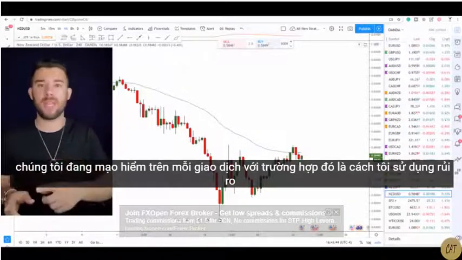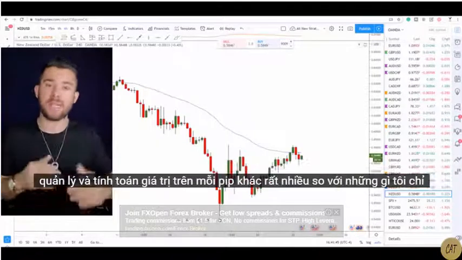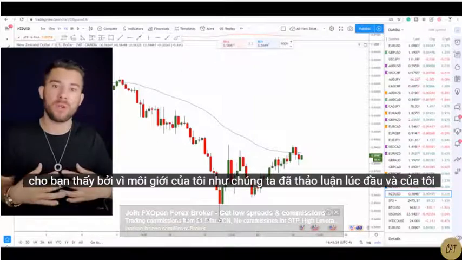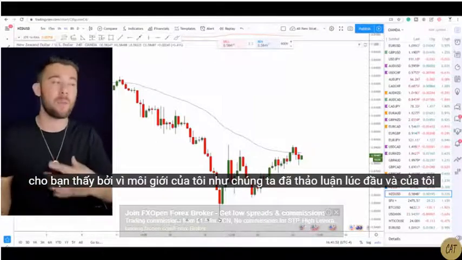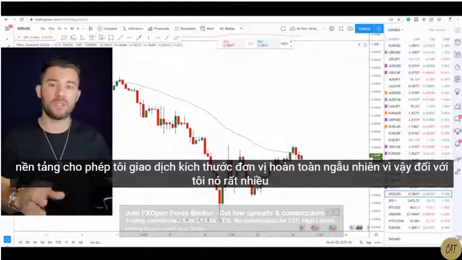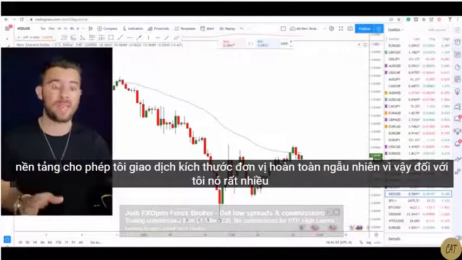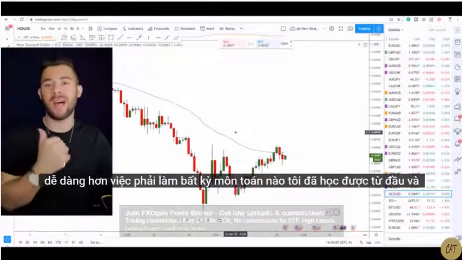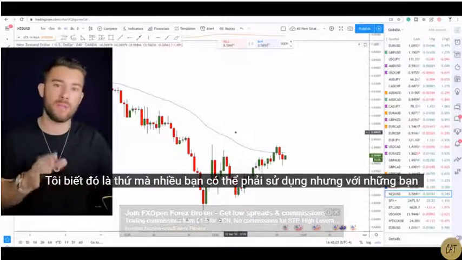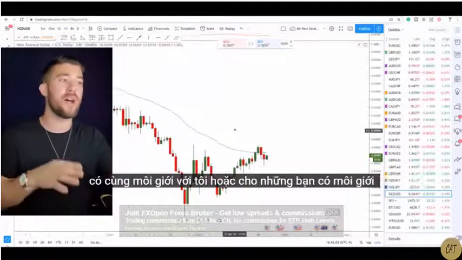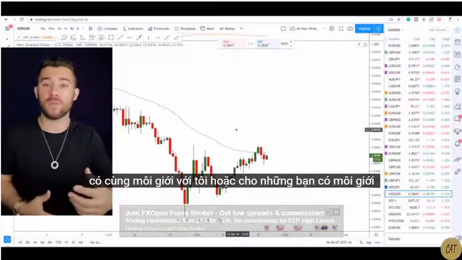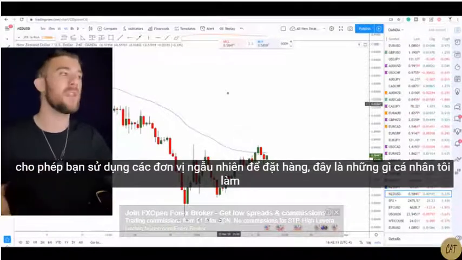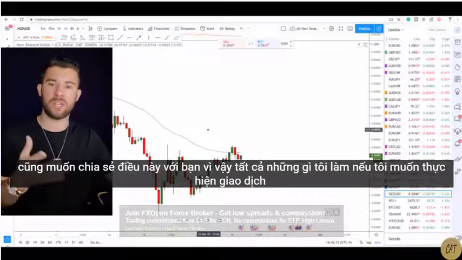With that being the case, the way I use risk management and calculate the value per pip is a lot different than what I just showed you, because my brokerage, as we've discussed in the beginning, and my platform allow me to trade completely random unit sizes. So for me, it's a lot easier than having to do any of that math. I learned that at the beginning, and I know that's something a lot of you may have to use, but for those of you who have the same brokerage as me, or for those of you who have a brokerage that allows you to use random units to place orders, this is what I personally do. I want to share this with you as well.